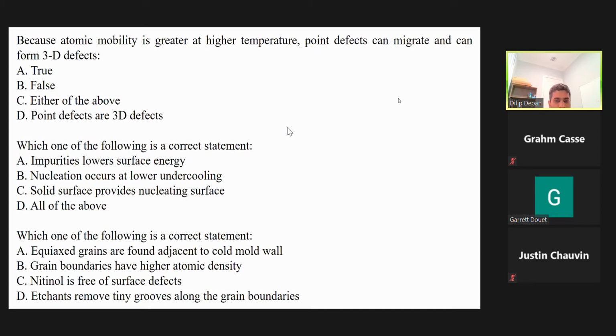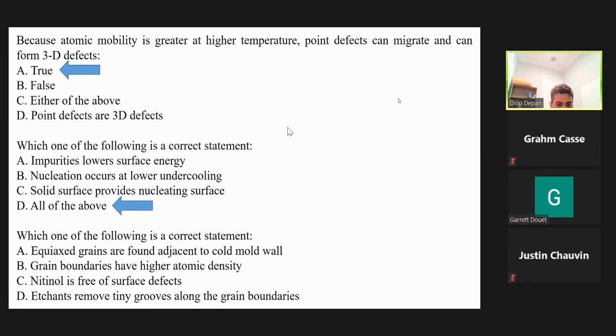Which of the following is the correct statement? Impurities lower surface energy, nucleation occurs at lower undercooling, solid surface provides nucleating surface, all of the above. It's very obvious that it is D, all of the above, because it is related with the previous question with the heterogeneous nucleation.